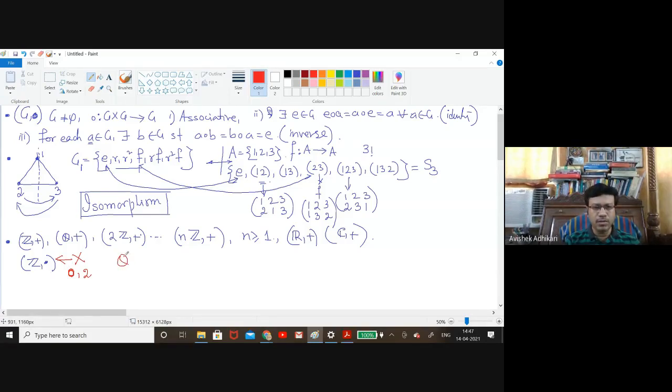Then we said, why not Q star? That means Q, simply discarding the element 0, and then considering it with respect to multiplication. And then people told me that that forms a group. Similarly, R star with respect to dot also forms a group. Similarly, C star with respect to dot also forms a group. Then you may think, why not positive rational numbers? Why not positive rational numbers with respect to multiplication?